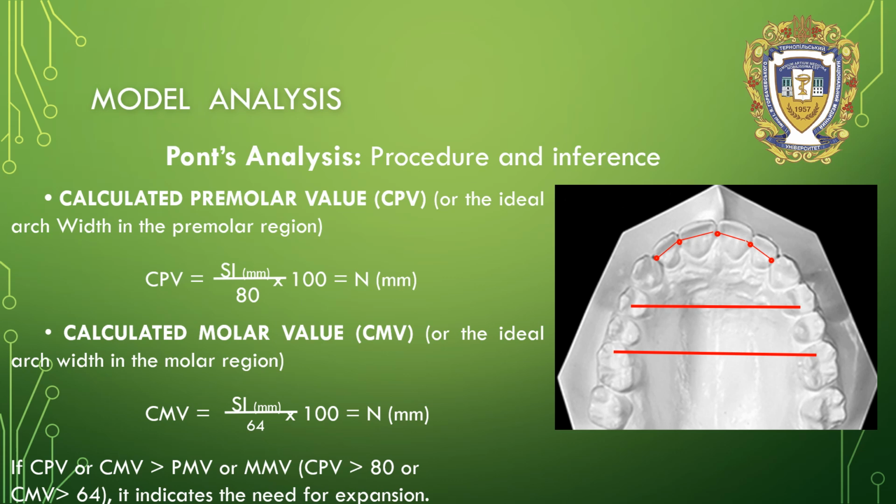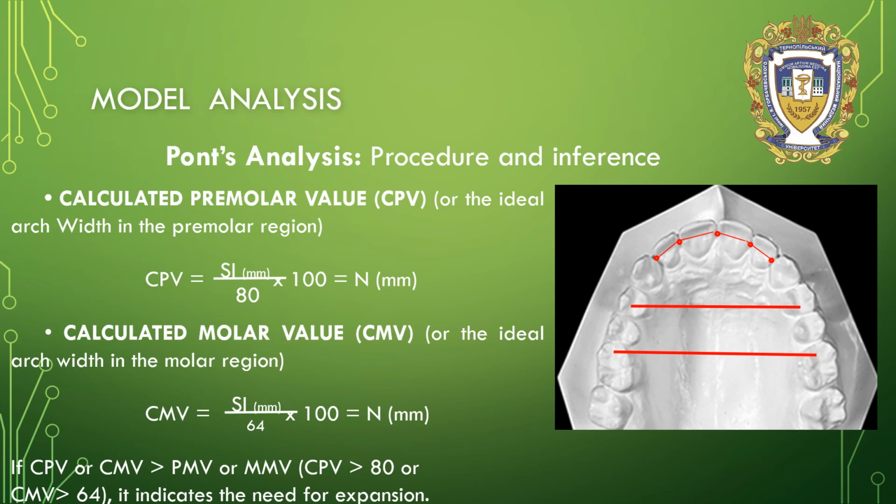It must be 80. If we take the sum of the incisors, the frontal teeth, divide it by 18 and multiply by 100, we'll get the normal value. And the calculated molar value of the ideal arc width in the molar region will be 64.